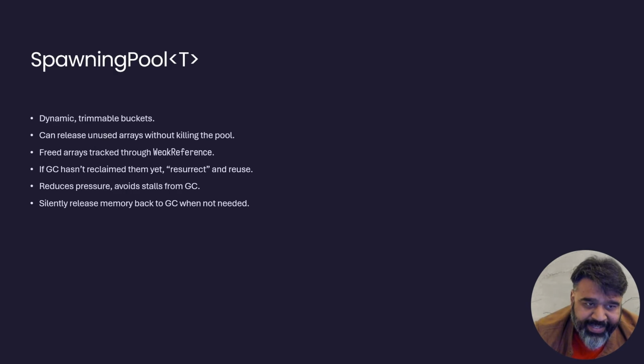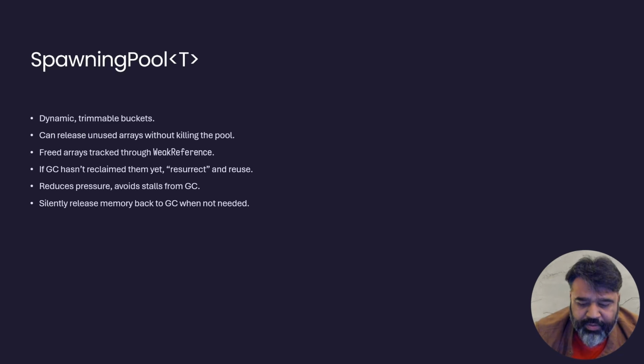SpawningPool has dynamic trimmable buckets. It can release unused arrays without killing the pool. Whenever an array is released or freed, we track it through a weak reference. So if the garbage collector hasn't reclaimed them, we can resurrect them like zombies and reuse them. It reduces pressure overall, and it avoids stalling on the GC in certain cycles. And of course, we can silently release memory back to the GC when we don't need it, so that the computer has access to that memory. It's not like we're hogging all of it.